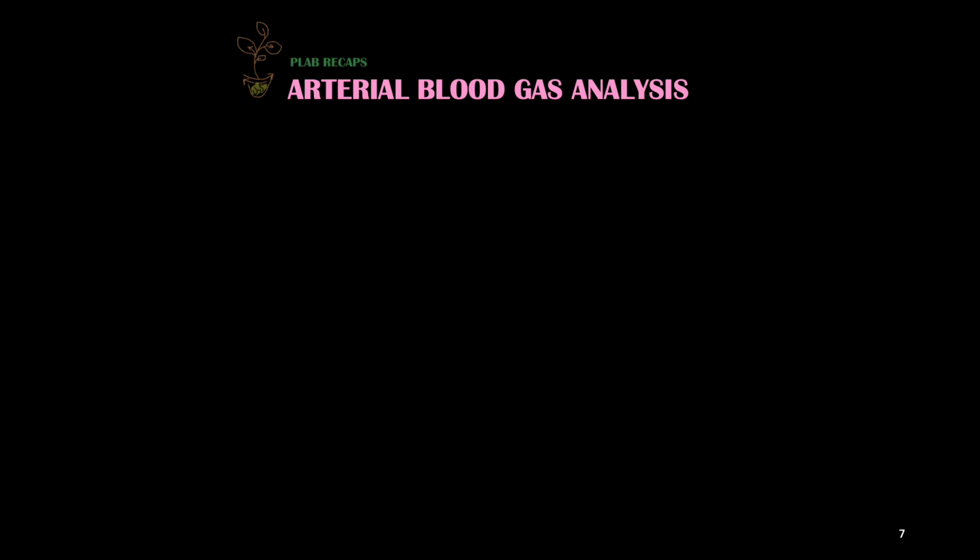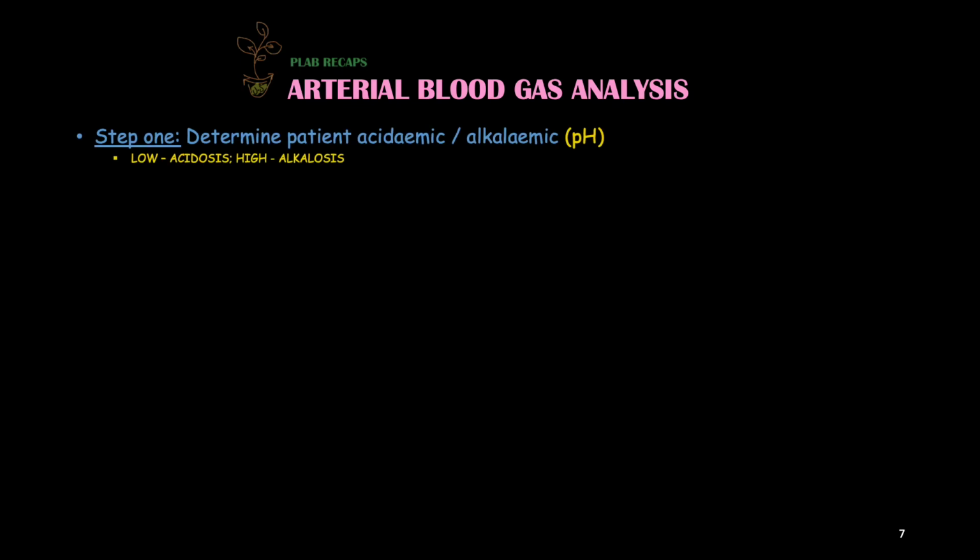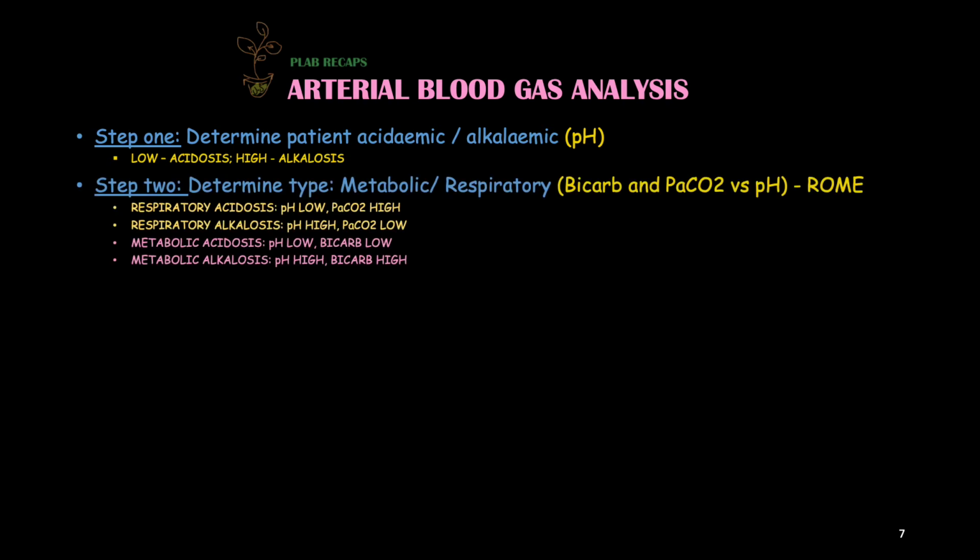Step 1 quickly helps you get to half of the answer, which is whether it is acidosis or alkalosis. So if the pH is dropping, the more acidic it gets, and if it's increasing, then it is alkalosis. Step 2. As stated before, use the mnemonic Rome to help decide the cause. Compare the PaCO2 and bicarbonate in relation to pH.